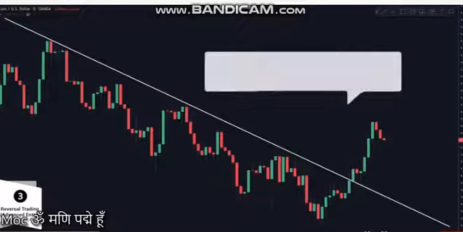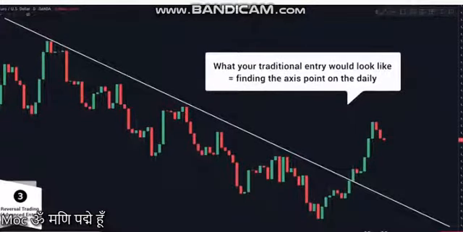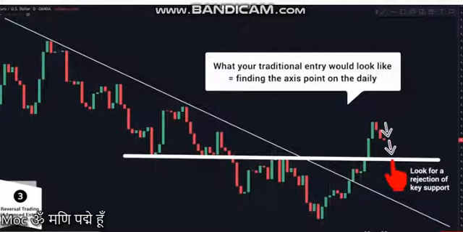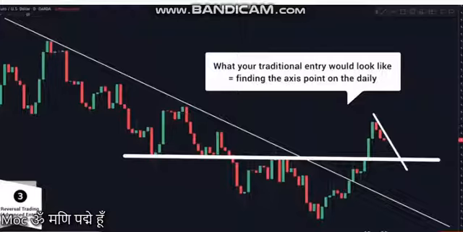Now, your traditional entry using the previous strategy we showed you would look like this. You would draw your key support level here because of these 3 points and wait for a pullback and rejection of this support level. You would then put the short-term trend line above, and once you had your breakout, you would look for possible long entries, and that would be perfectly fine.